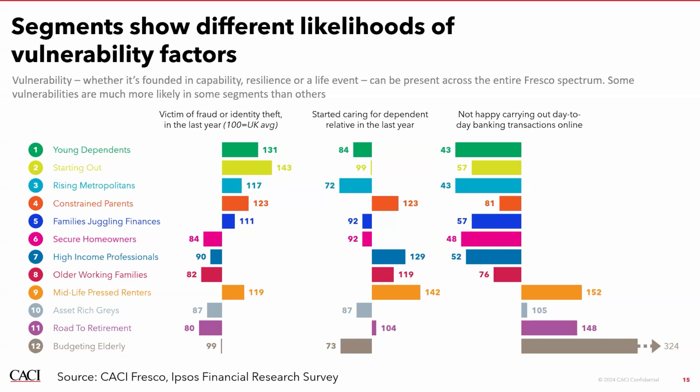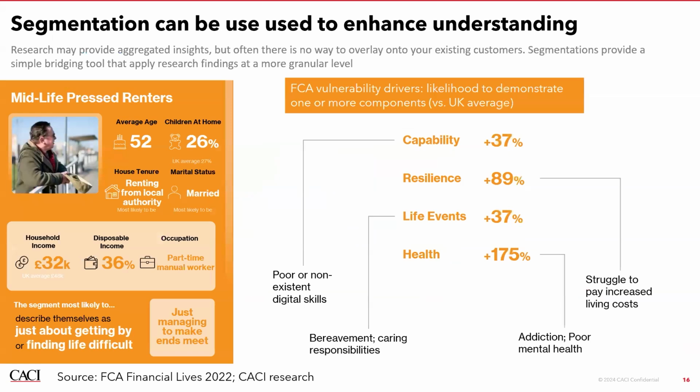I want to draw your attention to just one segment, the midlife pressed renters in orange. Those are the only segment that are over-indexed in all 3 of those data points. The next couple of slides, we're just going to throw a bit of a spotlight on them. Now, midlife pressed renters are typically older families, empty nesters, on below average income, and quite often they're living in social housing. That panel on the left-hand side there is summarised from our Fresco pen portrait, and it's telling us that this segment is the most likely to be finding life difficult or just managing to make ends meet.